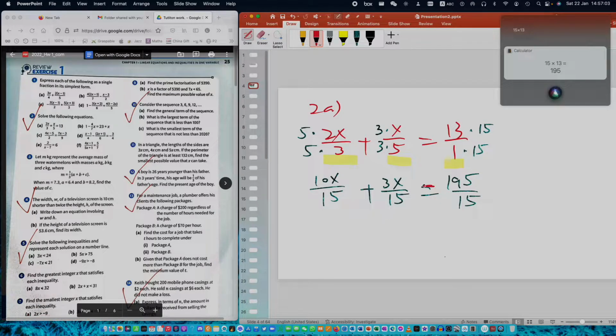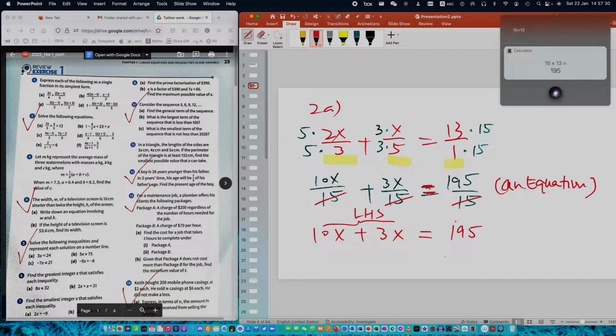Once you get this, I want to tell you one very important thing here. Can you see that there is an equal sign here? So this is an equation. Because this is an equation, that's why you can cancel the 15. So when you cancel the 15, you end up with 10x plus 3x on the left, equal sign, and then on the right is 195. This whole thing is called the left hand side, LHS, and this is called the right hand side. That's how I use the terms here. Then this is 13x, and then of course you have this 195.